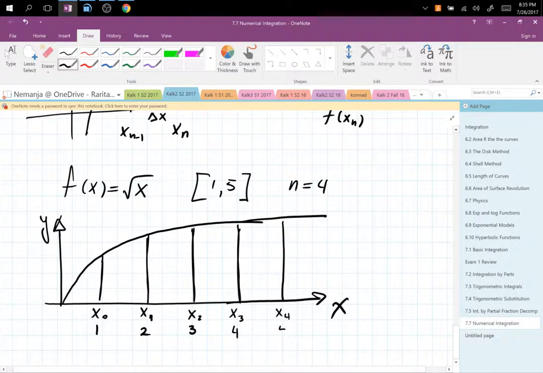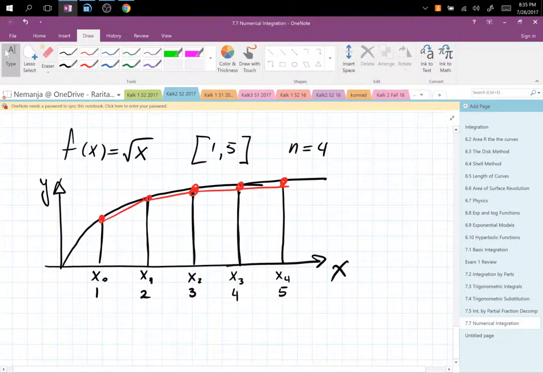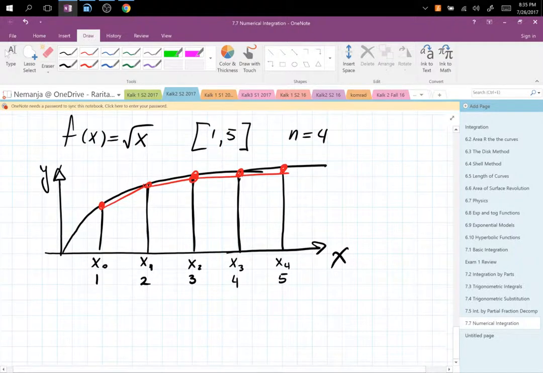And x4, which is number 5. Your job is to draw this. Sorry, I did mid-rule. So you pick the points and draw straight line segments. So the area that we are going to get is close, but it's not going to be the same. It's not going to be exact. So let's see.